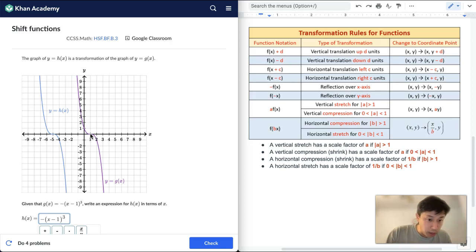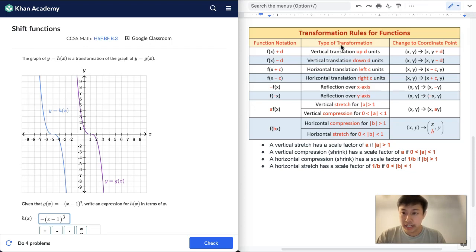But this one starts at 1, 0, so the shift should definitely be to the left. 1, 2, 3, 4, 5, 6 units to the left. Let me count that one more time, just be careful. 1, 2, 3, 4, 5, 6. So we know graphically that going from g of x to h of x, we're just going left 6. Now we have to figure out how that changes our equation.